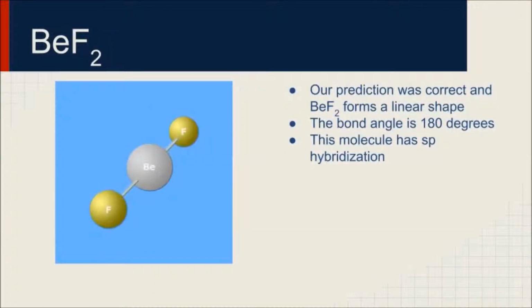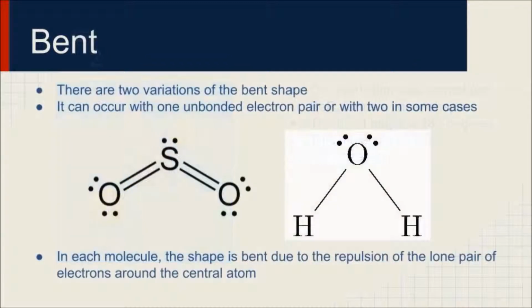The bond angle around the central atom is 180 degrees, and the hybridization around this atom is sp, for 2 regions of electron density. The next shape is bent. Now there are 2 variations of the bent shape. It can occur with 1 unbonded electron pair, as shown in sulfur dioxide, or with 2 unbonded electron pairs around the central atom, as shown in H2O, or water.